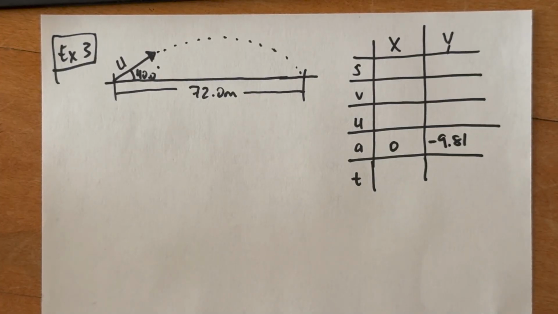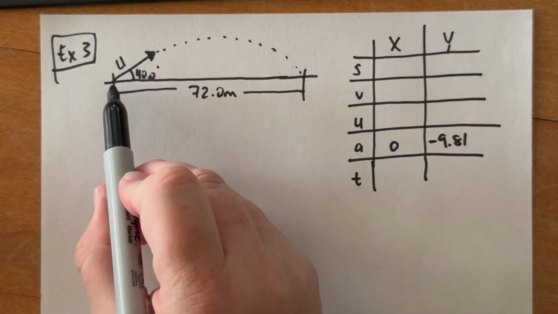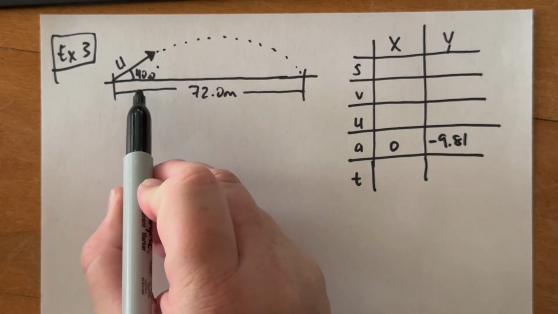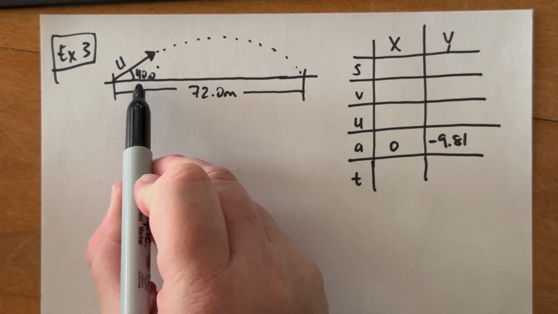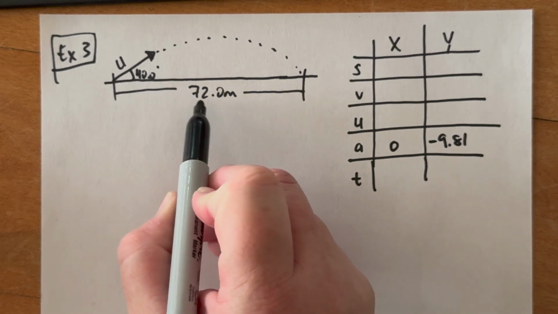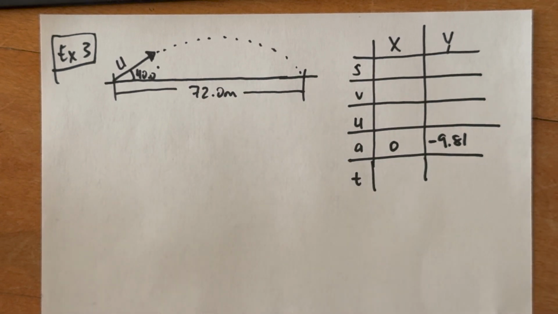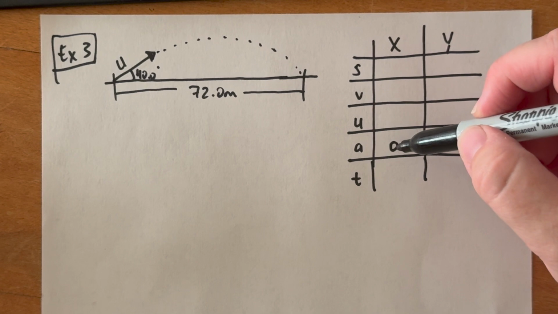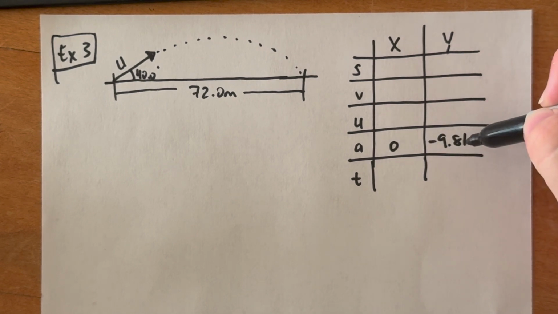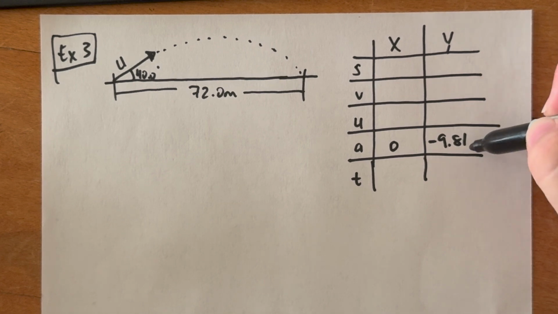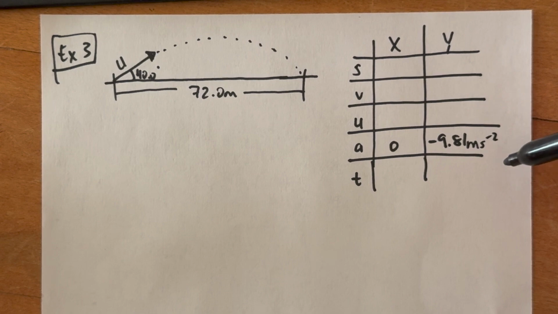Example 3 is goofy. We have an unknown velocity of something that's shot at 40.0 degrees. It lands 72.0 meters away on a flat surface. When we set up our XY chart, we know that our acceleration in the X direction is equal to 0. Acceleration in the Y direction is negative 9.81 meters per second squared because it's going up and coming back down.